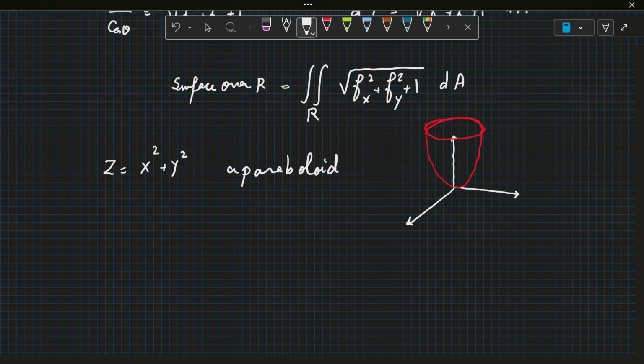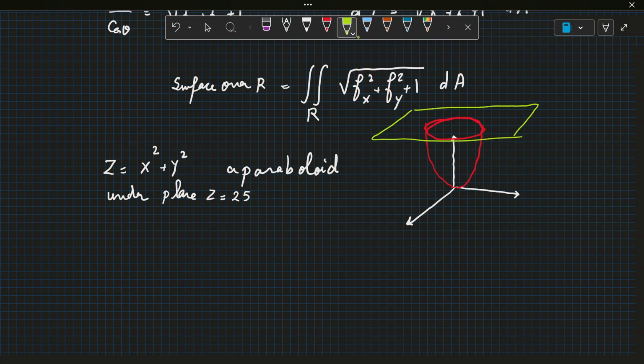We are going to try to find the area of the paraboloid under a plane, say z is equal to some number. Let's find a nice, well, it doesn't matter, whatever number, z equal to 25. So what is that? z equal to 25 is a cut plane here. We are cutting the paraboloid, and what we are after is this area. What is this area?